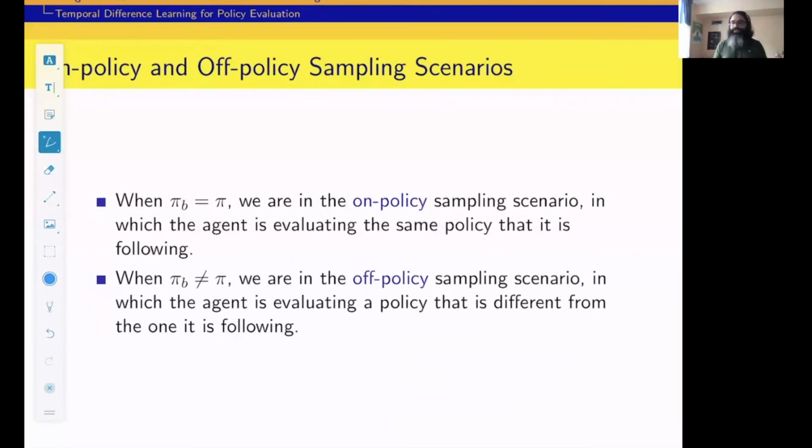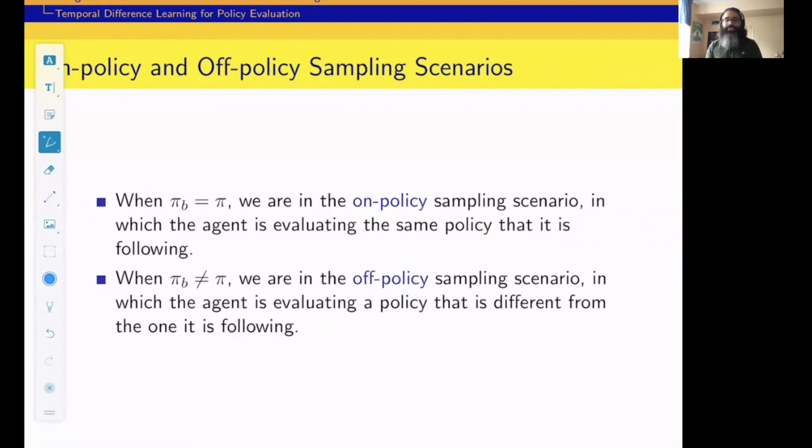So when pi b is equal to pi, then we are in the on-policy sampling scenario, in which the agent is evaluating the same policy as it is following. So it is choosing actions according to pi, and evaluating the same value function of pi.